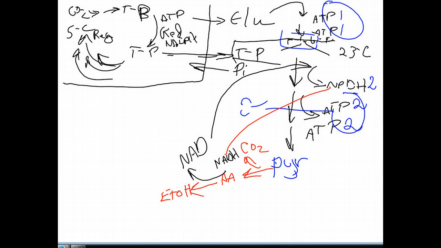Okay? Let me change to another color here. So this cycles NAD back. So the purpose of fermentation is, like I think I put in one of your questions, not to keep the cell alive. The purpose of fermentation is to cycle NADH to NAD. Okay?